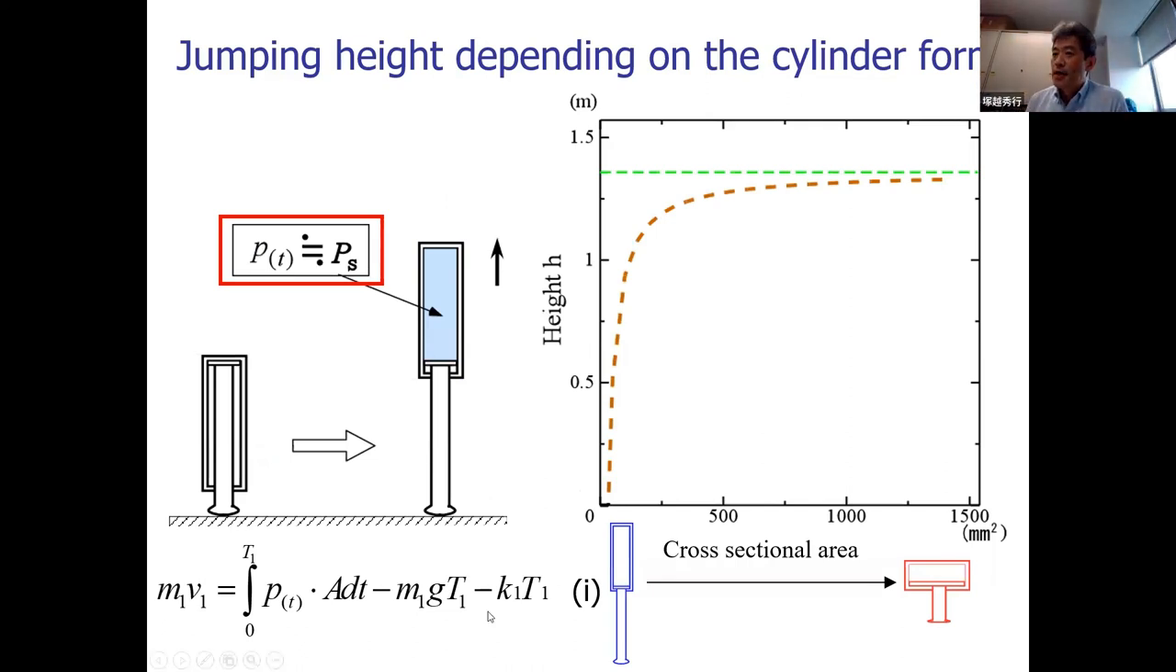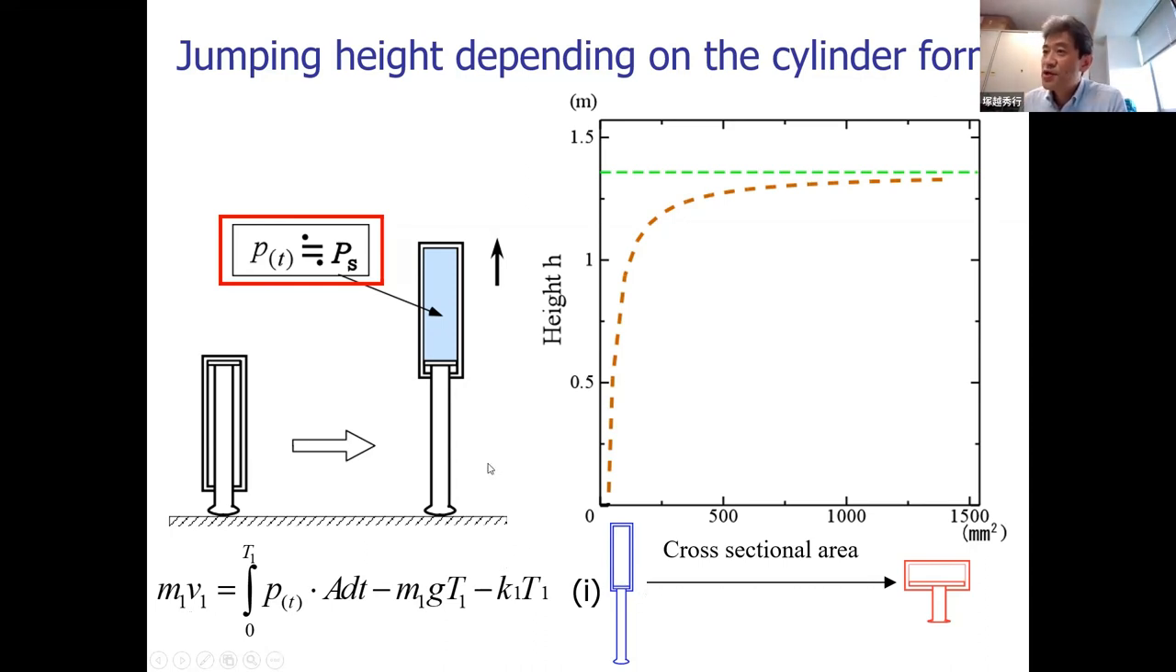So the main point is, how can you keep large enough momentum at the first step? This is an important factor. And this graph shows that the horizontal axis shows the cross-sectional area, while the jumping height is shown on the vertical axis. Supposing that the pressure is kept constant, then the jumping height, which means the momentum M1V1, is affected by the time scale of T1. Because this term can be kept constant, if the gravity and the friction act over a longer term, then the M1V1 will be decreased.